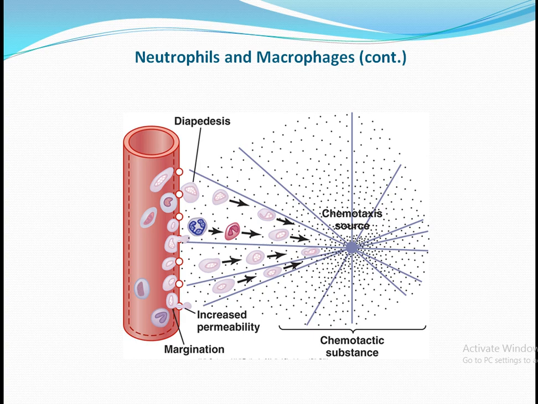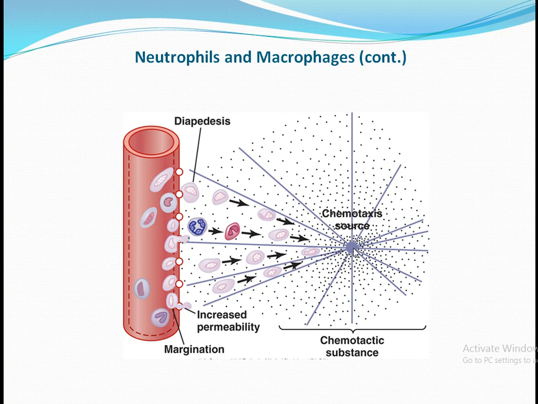From this source, special rays spread outside, so that this infective agent acts as the sun, and all these are the sun rays. These sun rays are coming from the main source. You can see it as the sun, and in medical terminology we call it the chemotactic source.